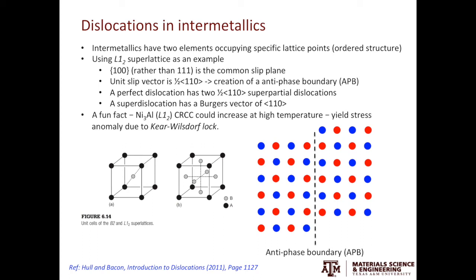There is a fun fact about nickel-3 aluminum, which has the L12 structure. For most materials at higher temperature, the critical resolved shear stress is either not affected, like in FCC crystals, or will decrease, like in BCC metals. For nickel-3 aluminum, the CRSS could actually increase at high temperature. This is called the yield stress anomaly. If you are interested in understanding why, you can read more into the topic of Kear-Wilsdorf lock.